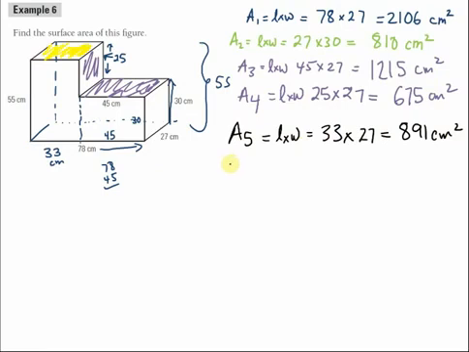And area 6, which is now this part right here, we're almost done. It's a rectangle again, length times width. There are a lot of rectangles on here. The length is 55, and of course it's still 27 deep, so it's times 27.